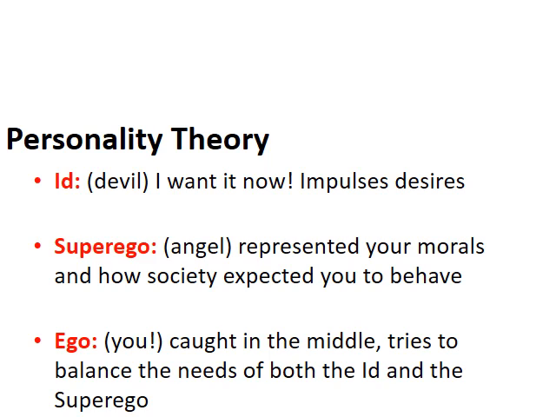The angel represents your morals, how society expects you to behave. Like, I had a little angel on my shoulder telling me how I should not say that. The ego is you. You're caught in the middle. You try to balance the needs of both the id and the superego.